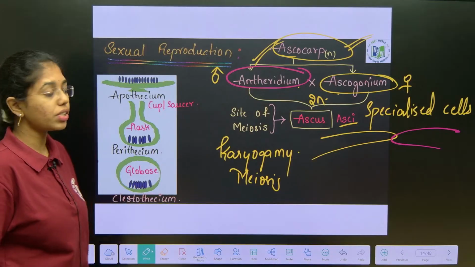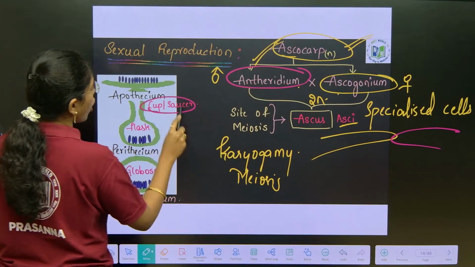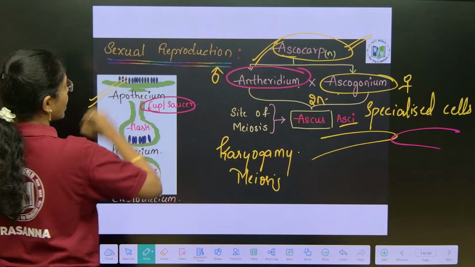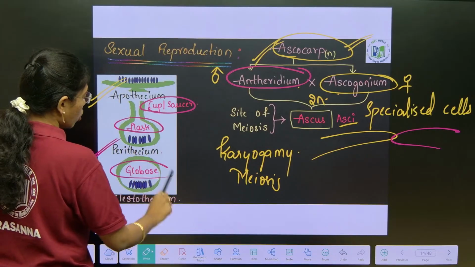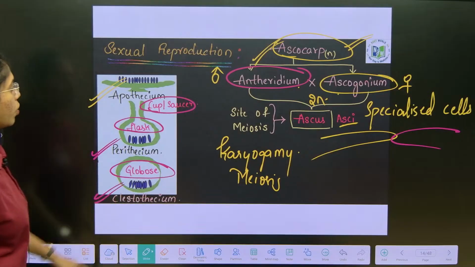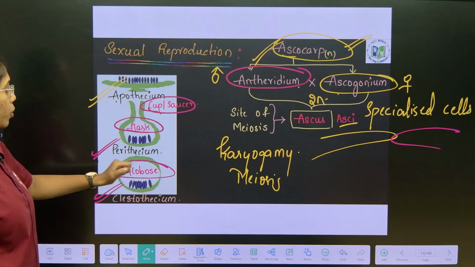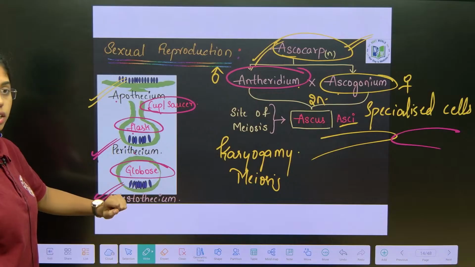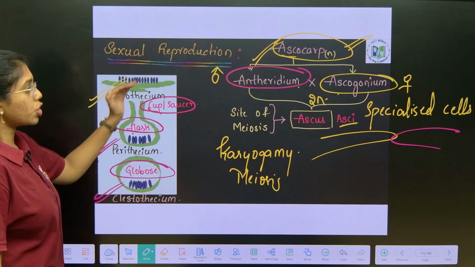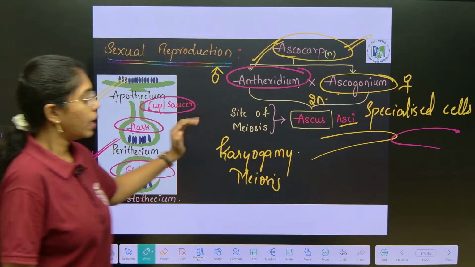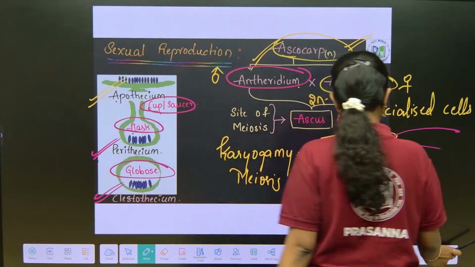And these ascocarps, which are the fructifications that are formed, have different structures in different Ascomycetes. If cup or saucer shaped, it is called apothecium. Flask shaped, perithecium. Globose shaped, clistothecium. These are different shapes of the ascocarp. Everything is clear till here, right?